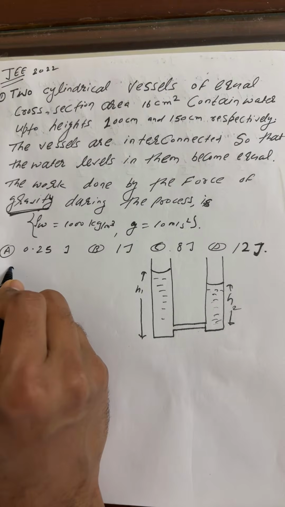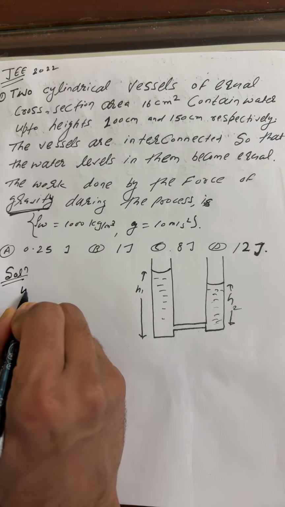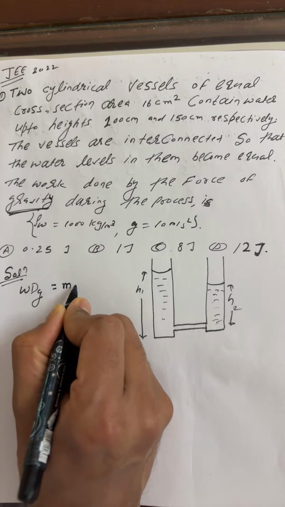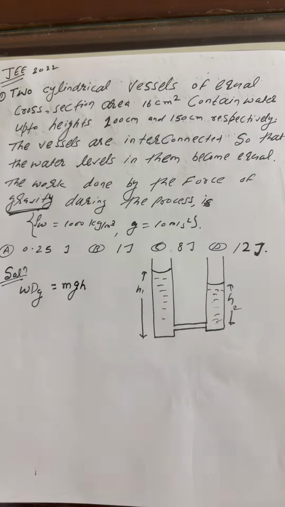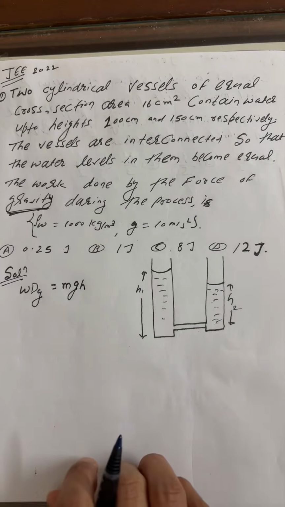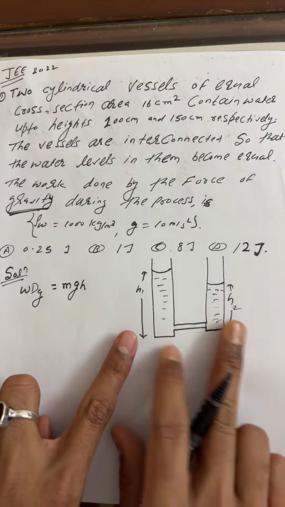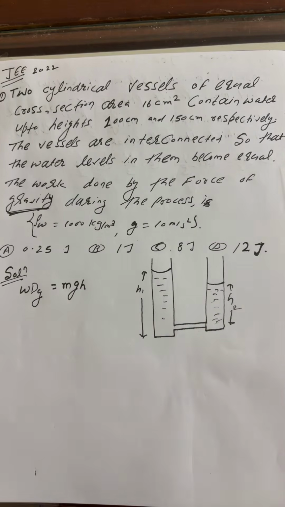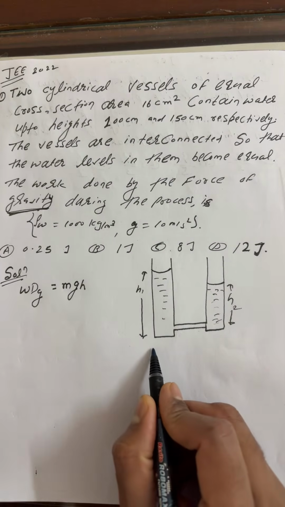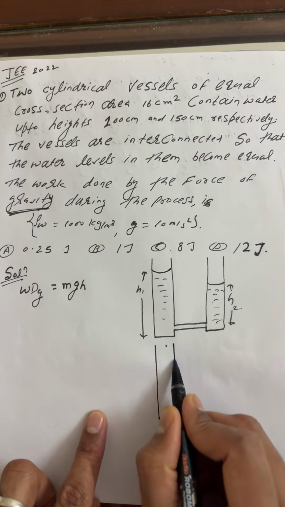So now let's have a solution. Work done due to gravity, which is mgh. This is basically mgh. There is also a diagram already mentioned over here, and one more diagram for the solution. They already mentioned it in the question itself.